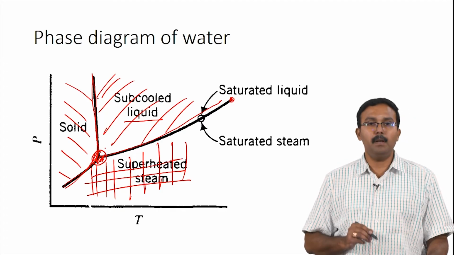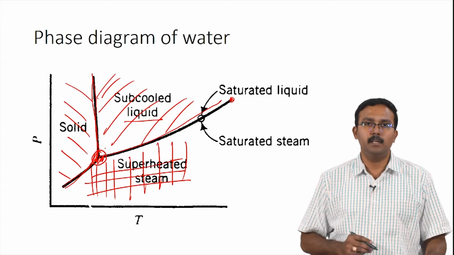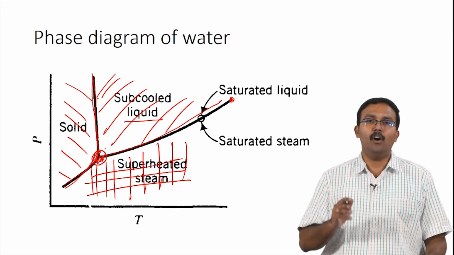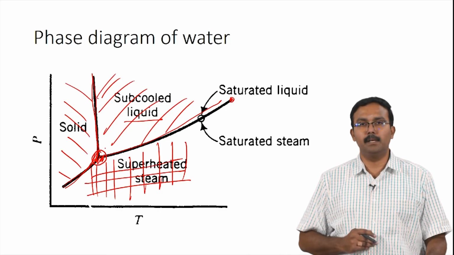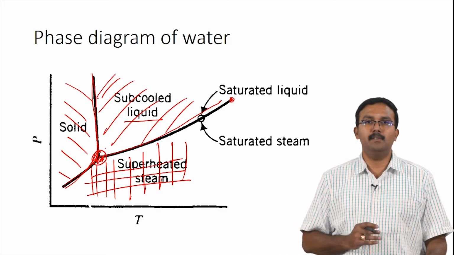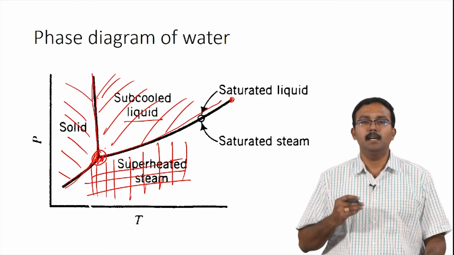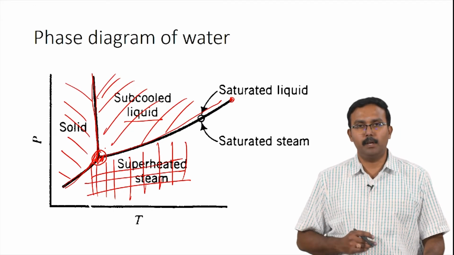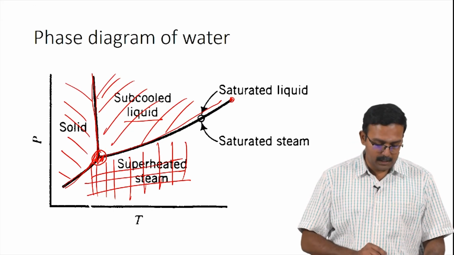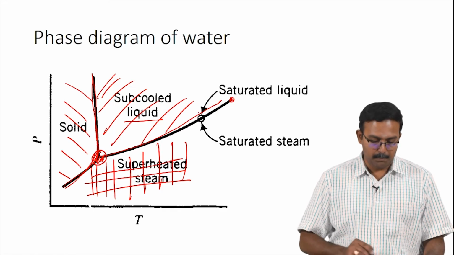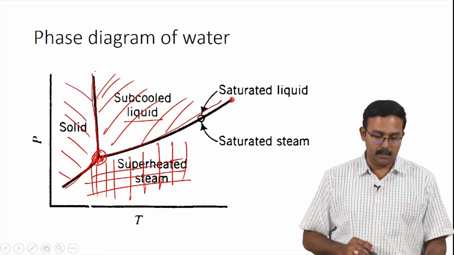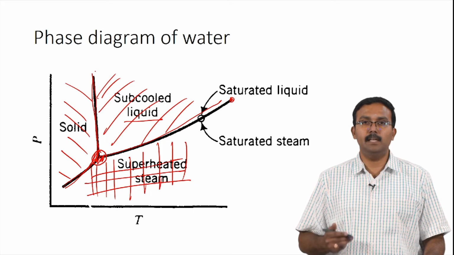The triple point is the point at which all three states exist in equilibrium. You can have solid, liquid and vapor existing in equilibrium, and this point is called the triple point. On these lines, which I called the solid-vapor equilibrium, the vapor-liquid equilibrium or the solid-liquid equilibrium, two phases can actually exist.